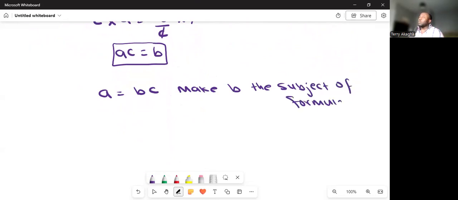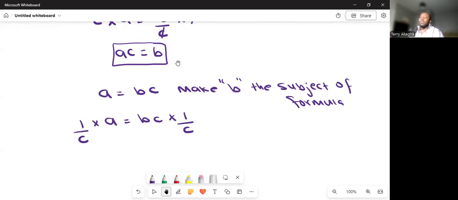Okay, you want to make B the subject of formula here. So we have A is equal to BC. What I'm going to do is multiply both sides by 1 over C, or I can say I'm dividing both sides by C.